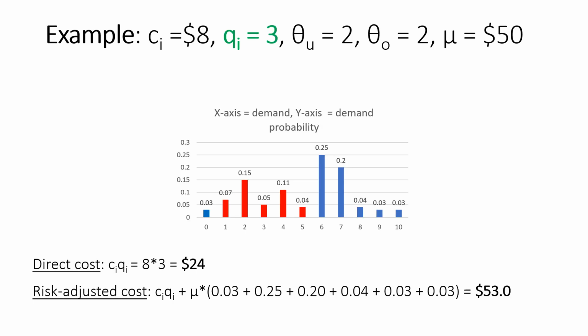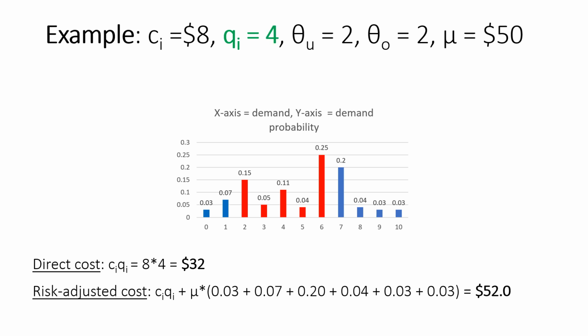This is our first example of a probability mass function. X-axis is demand and Y-axis is demand probability. When we reserve 3 units, our direct cost is $24. Our policy covers 2 units above and below our reservation of 3, as shown in red. The sum of all probabilities of demand outside our window protection times mu gives us a risk-adjusted cost of $53.